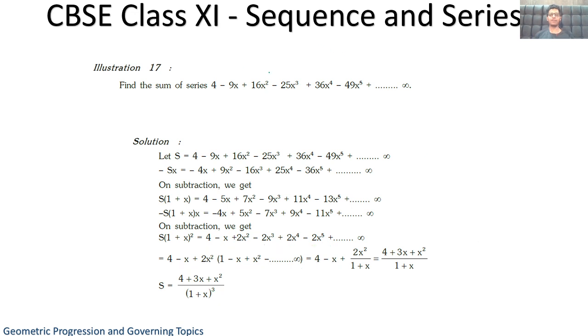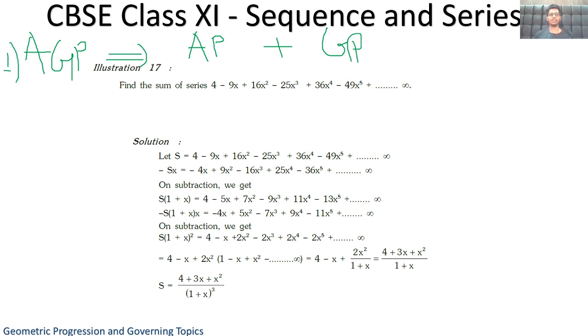Okay, so how we need to solve an AGP is, you need to first identify whether the terms are in AGP or not. To find that out, you need to make sure that the terms are created by using properties of an AP as well as properties of a GP. This is the first step: you need to find whether the terms are given in an AGP, that is, it has the properties of an AP as well as the terms are created using a GP.